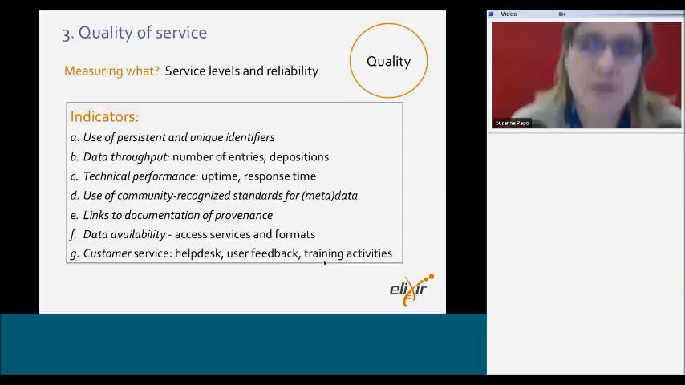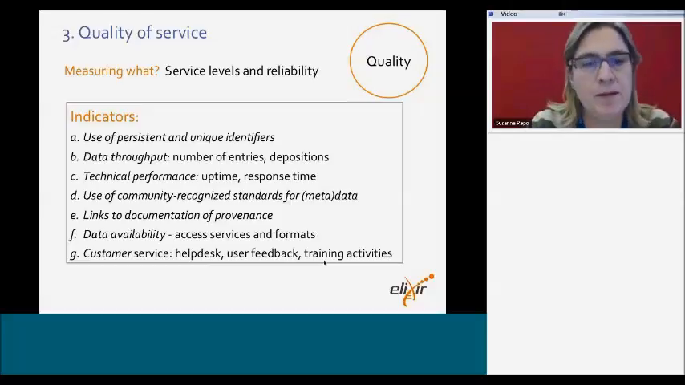And then we come on to the quality of service. So this is really quite a technical category. A fundamental thing is, does the resource use persistent and unique identifiers? We usually talk about accession numbers in biology, but it could also be DOIs. And then, to get an idea of how current and how big the resource is, what is the data throughput? How many records are curated, how many depositions are made, what are the number of entries? This can also be in terms of accession numbers minted, but also in terms of bytes, in terms of the size. If you have very big data sets, then you won't have a lot of accession numbers, but you'll be using a lot of disk space, for example.